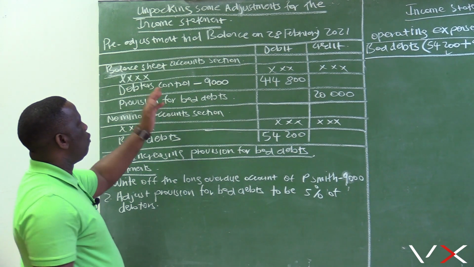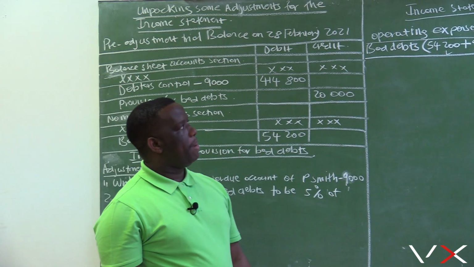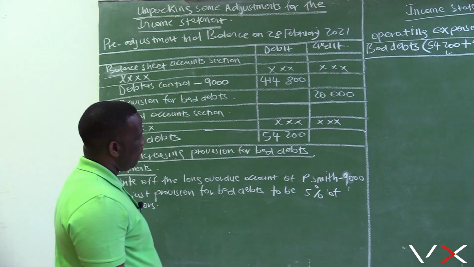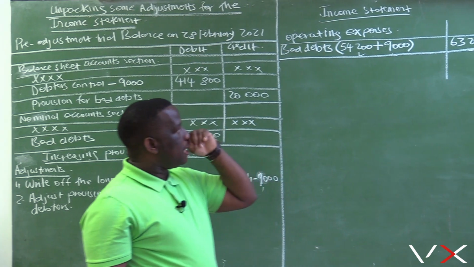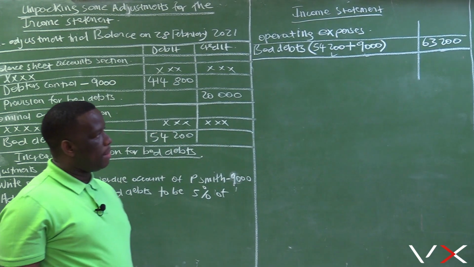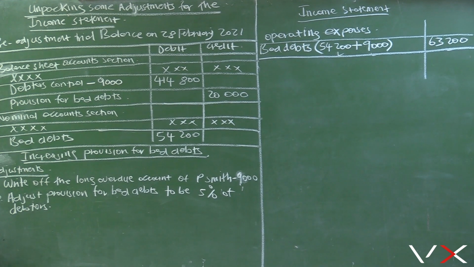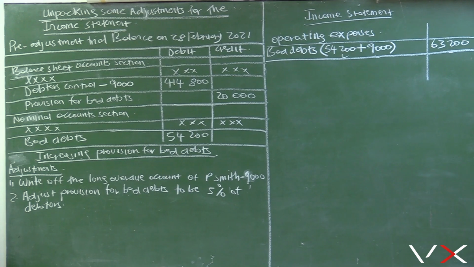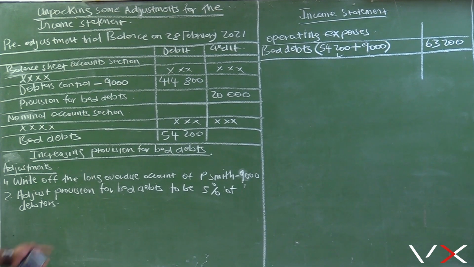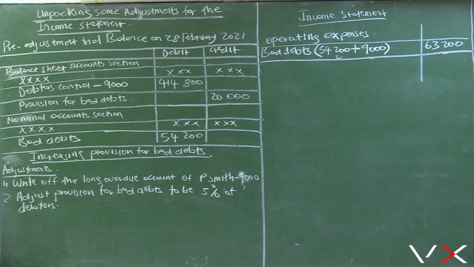But because debtors control is part of the balance sheet account section, it will not be part of your income statement. In your income statement, bad debts will only be reflected there: 54,200 plus 9,000 equals 63,200. Right, and then the second adjustment. The second adjustment says adjust provision for bad debts to be 5% of debtors.